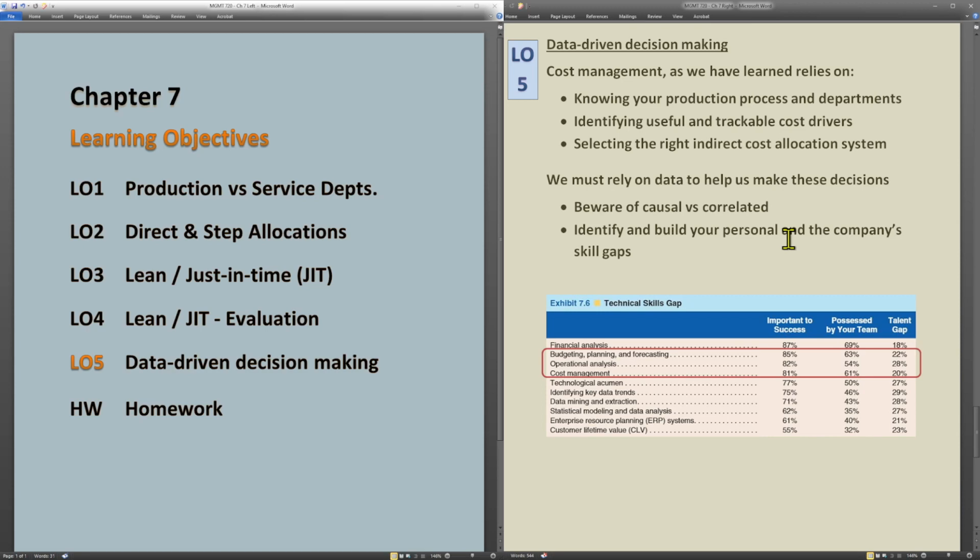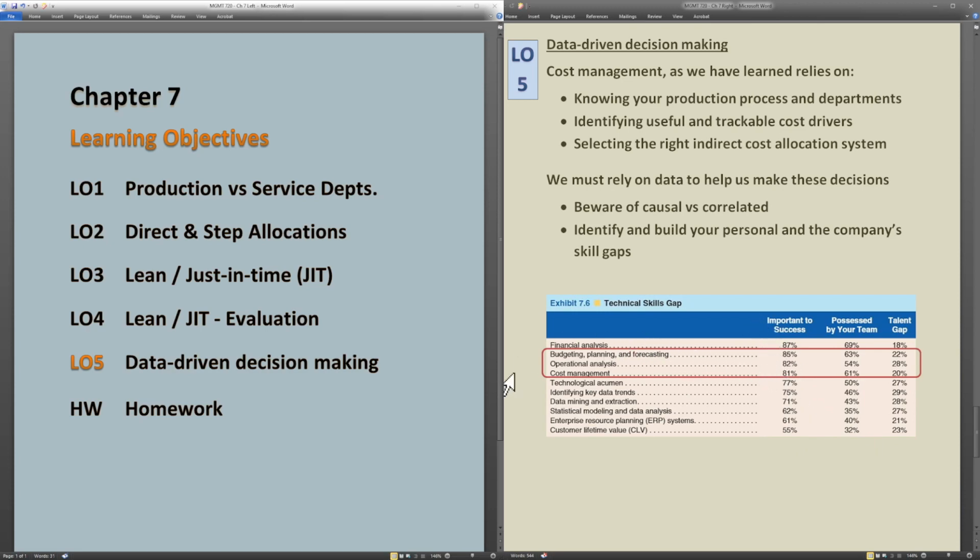So here's a list, and I think this is actually an interesting list. What are the skills gaps in a lot of companies? This was done by the IMA, which is the Industrial Managers Association. I forget what it is, but it's a big association that deals with production. Here you've got a column of important to success, possessed by our team, and what is the gap. So you notice right at the top are all these accounting things.